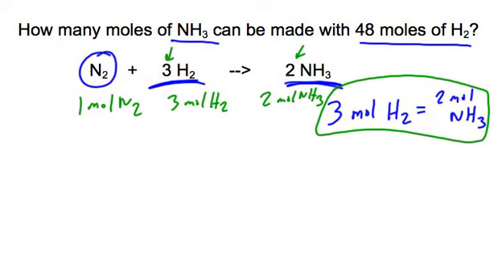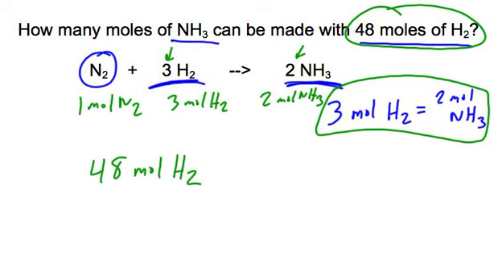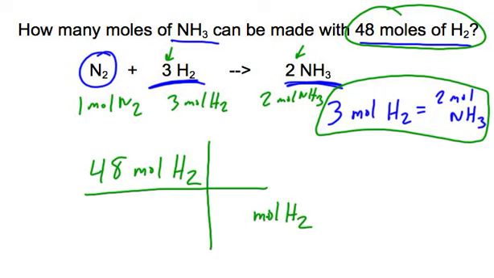Well, we were told we had 48 moles of H2 to start with. So that's what I'm going to start with. And I'm going to set it up as a fence posting problem. I'm trying to get from moles of H2 to moles of NH3. So I set up my fence post. Down here, I'm going to need moles of H2. And according to my thing up here, that's going to be 3. This is going to be 2 moles of NH3.